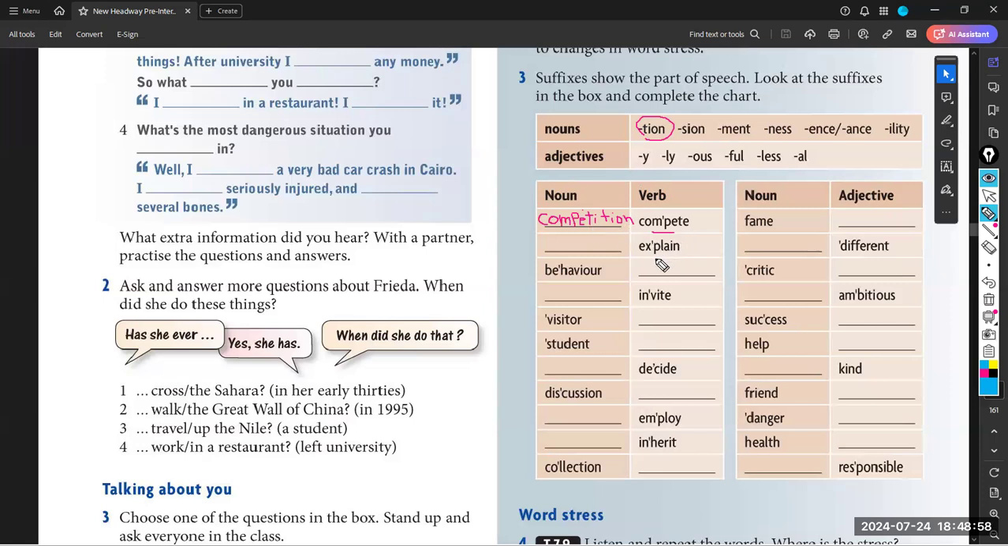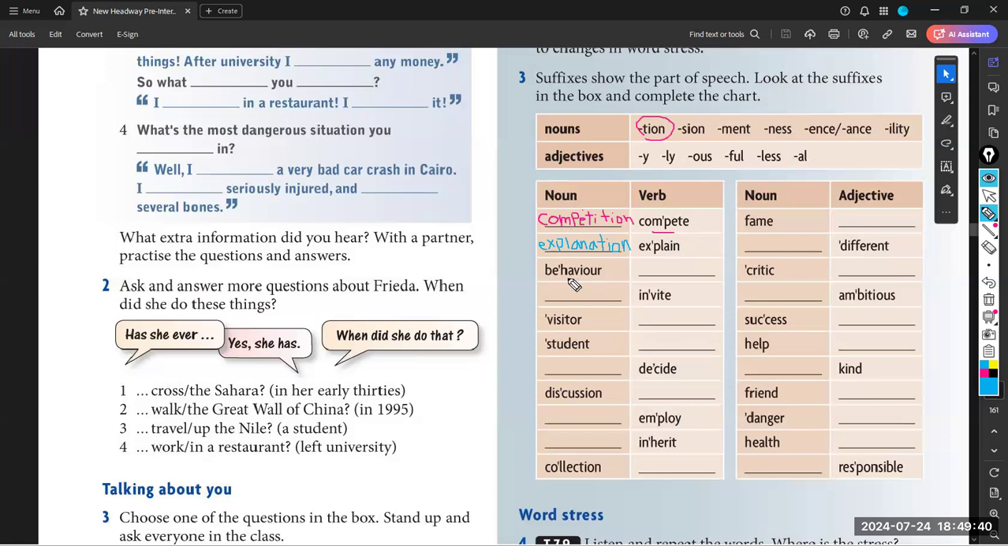Now explain as a verb. Okay, I have to add T-I-O-N again. Explain as a verb, it becomes explanation as a noun. So, explanation. So please, if you are using the book, you have to write these words in the blanks. You have to practice their writing, and absolutely you have to know their meanings.